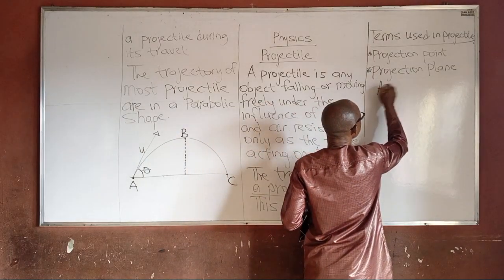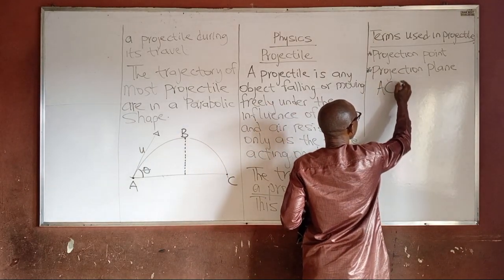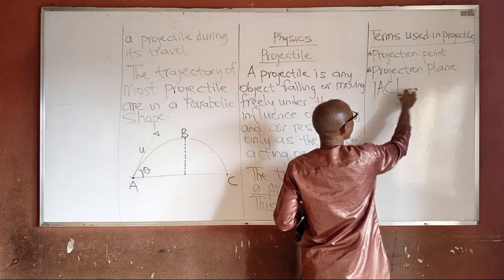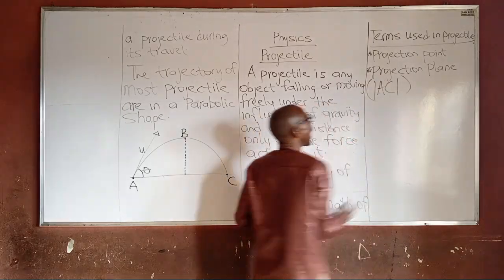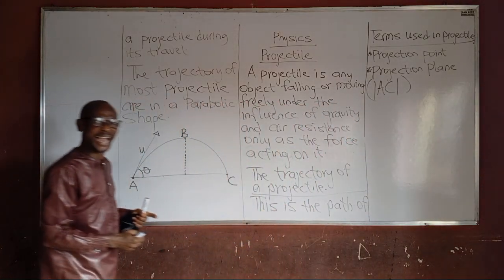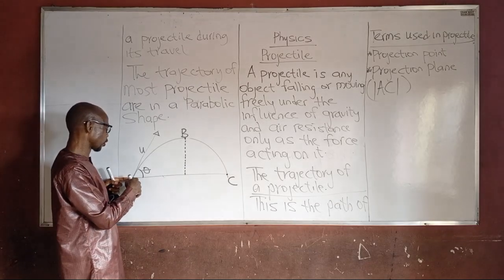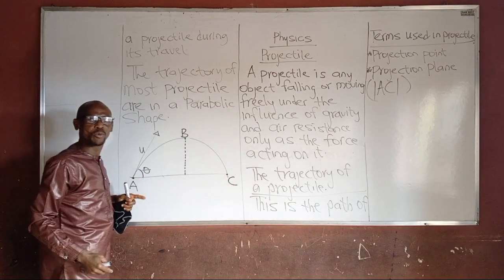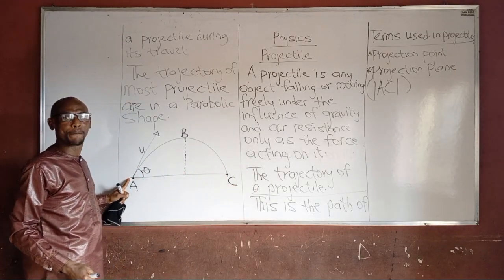Line AC. Line AC can be referred to as our what? Our projection plane. A horizontal line from the point of projection down is called our projection plane.